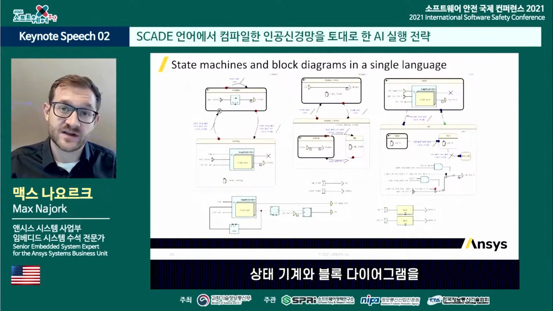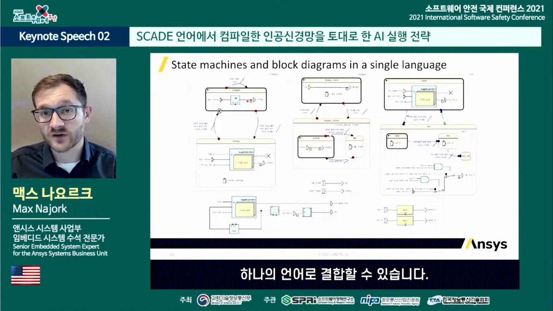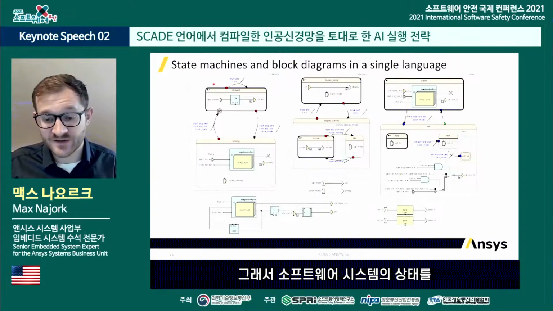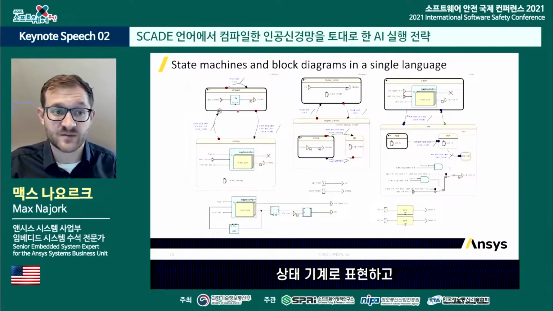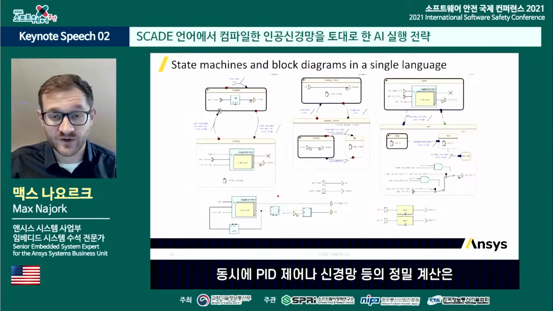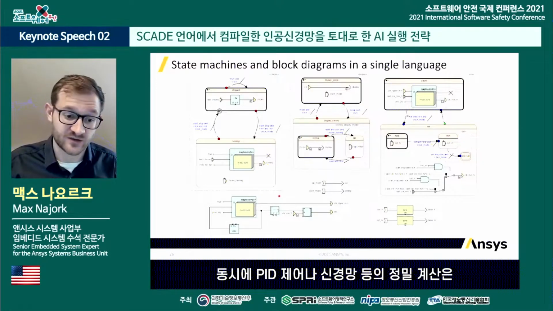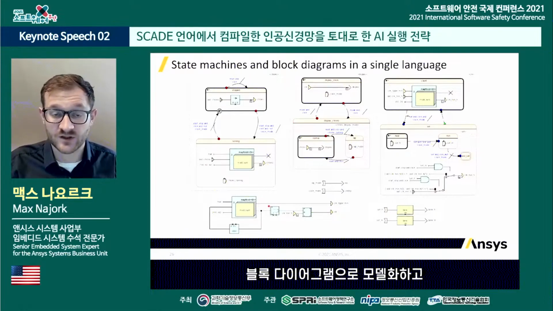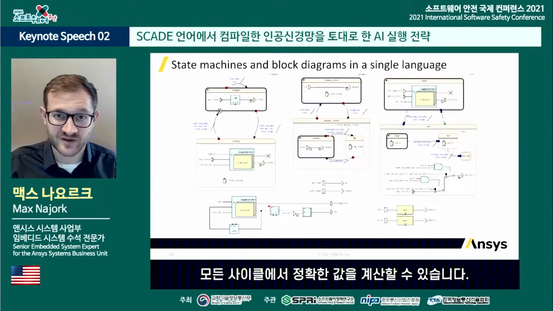Also, Scade brings us the benefit of allowing us to combine state machines and block diagrams into a single language. So we can have the main states of our system, of our software, represented by state machines, while the precise numerical computations, like traditional PID controls or a neural network, can be modeled in block diagrams and computed at every cycle, the precise numerical value.